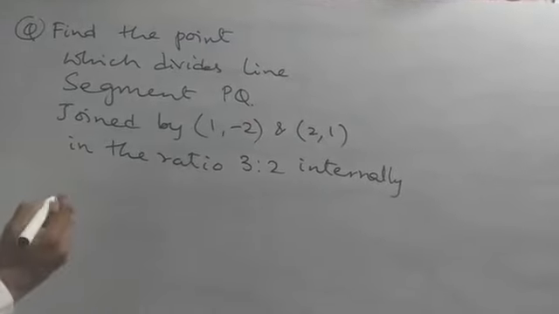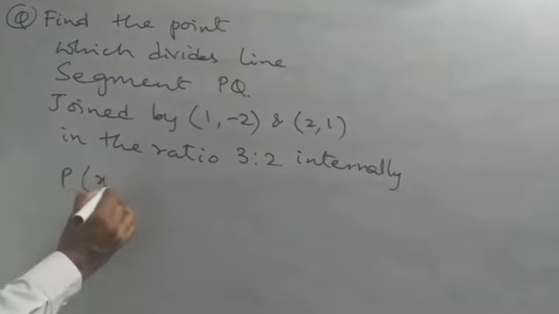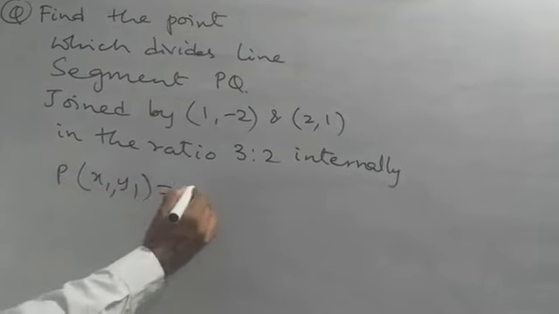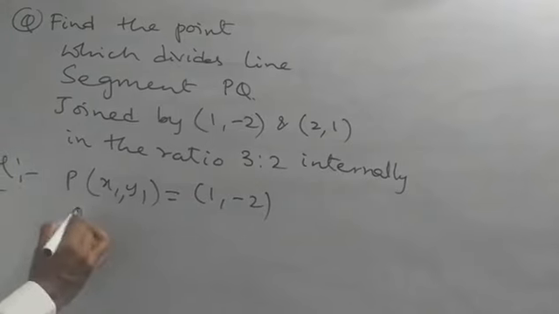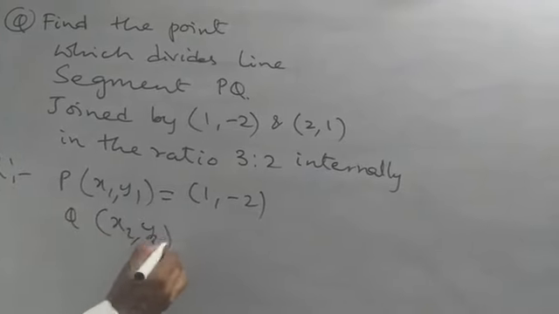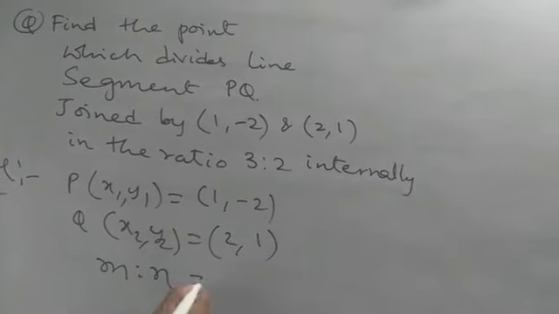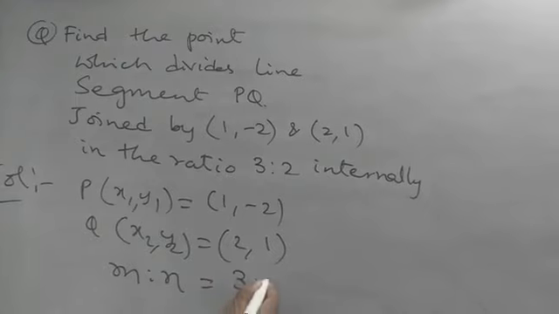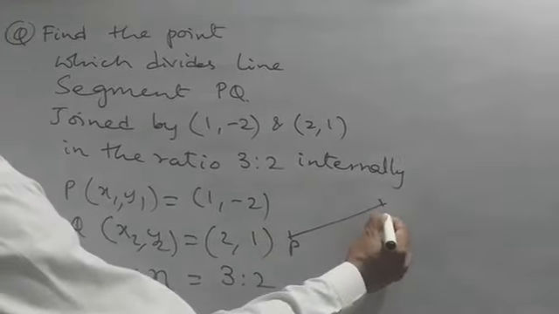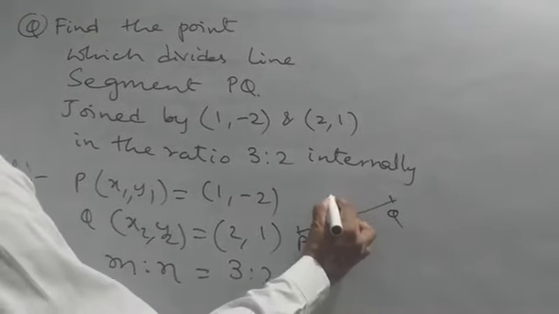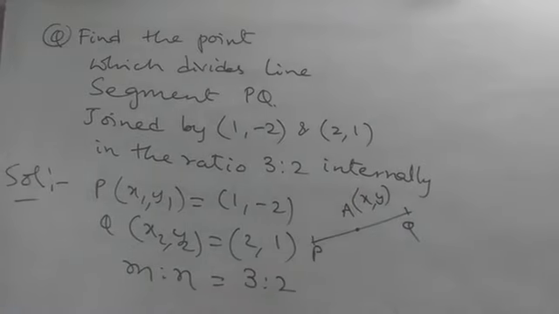So if you compare here, P(x1, y1) equals (1, -2) and Q(x2, y2) equals (2, 1), and m is to n equals 3:2. So if you imagine this is P, this is Q, this is the PQ line segment, consider the point A(x, y).